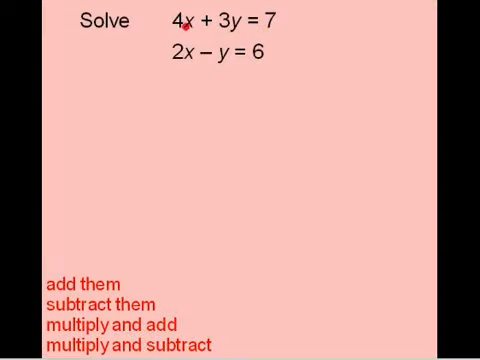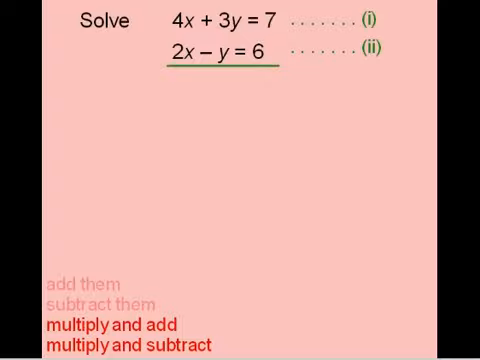And so we return to the question that we started this whole clip with. I want to get rid of either the x's or the y's. If I add these 2 together, that's not going to work. If I subtract them, that's not going to work. So I need to do one of these 2 things, multiply and add or multiply and subtract.